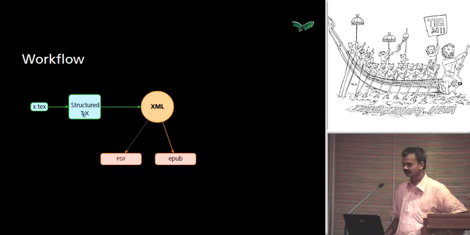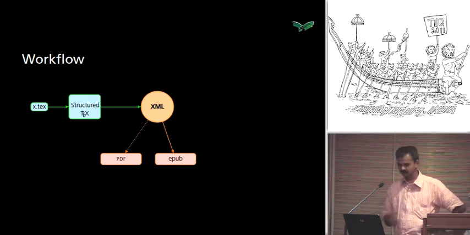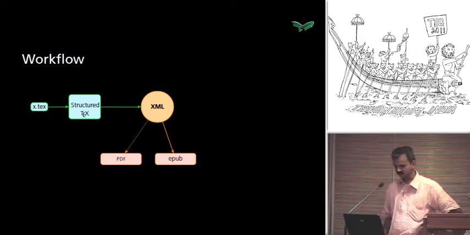From that structured text, we convert to XML using TeX Forestry. CVR has already given you an idea of how this TeX Forestry works, so I'm not going into that detail. From that XML, we can create either a PDF or an ePub. So basically, the workflow is the generation of this ePub from a LaTeX file through an XML file.